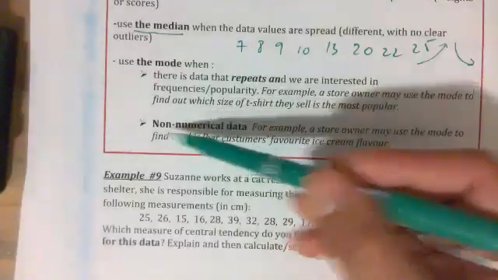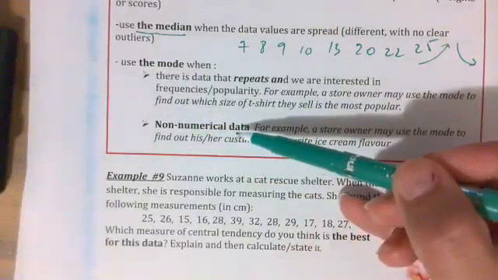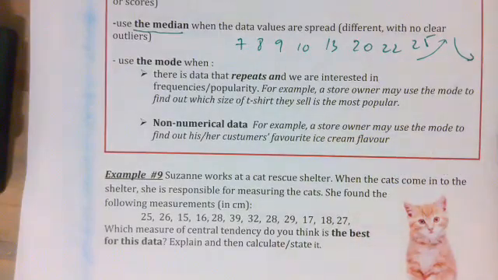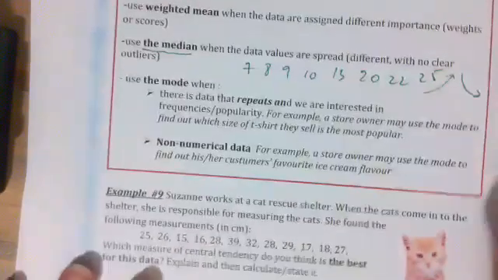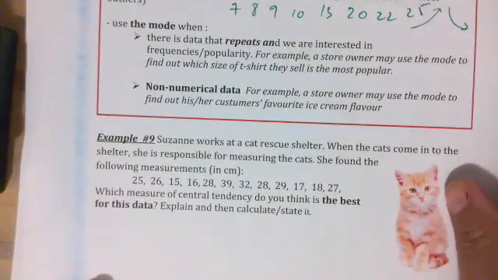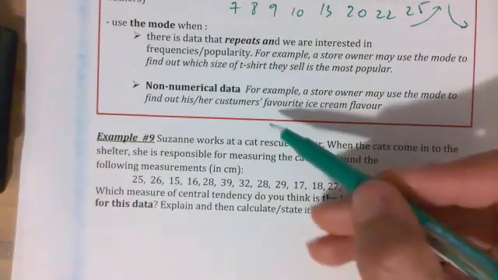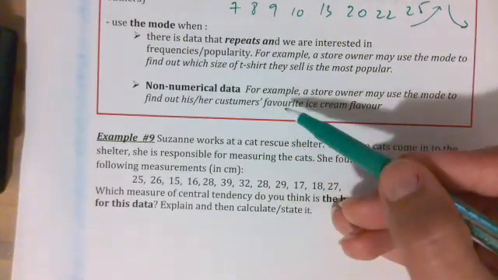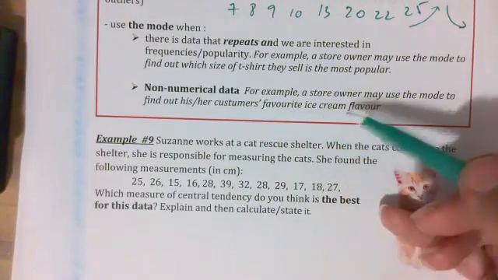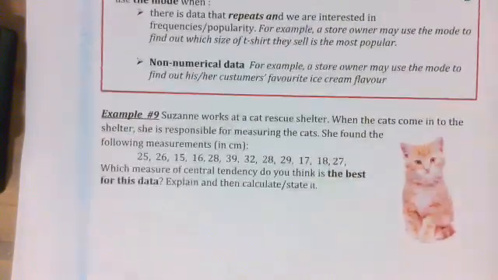And obviously for non-numerical data, like we added into our notes, favorite ice cream flavor, if you want to figure that one out, you don't have any other measure that will help you figure out which one is the favorite flavor. So this would be what we call non-numerical data, right? The ice cream flavor, colors, and all that, not a number.